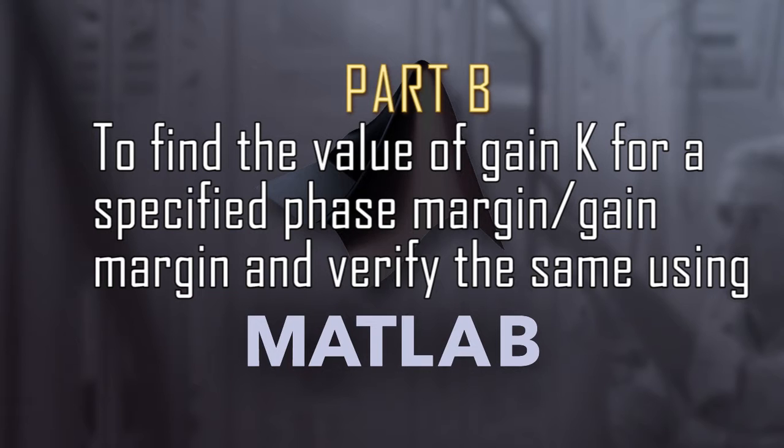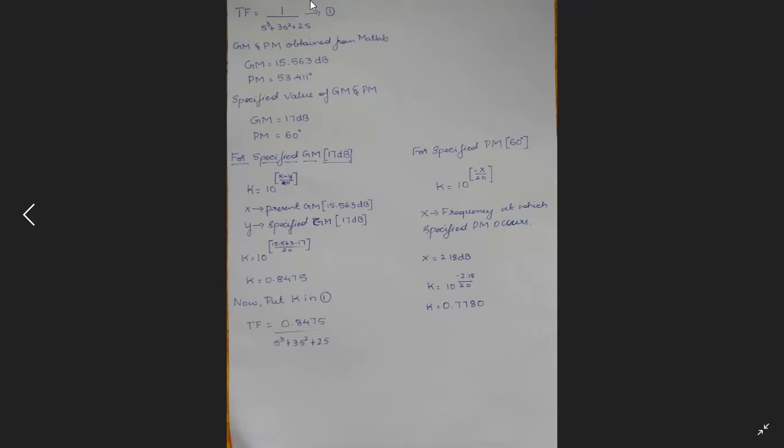Once part A is completed, in part B, we have to find the gain K for a specified phase margin and gain margin and verify the same using MATLAB. You can observe here my transfer function is 1 by s cube plus 3s square plus 2s. From this transfer function, I have obtained gain margin as 15.56 dB and phase margin as 53.41 degree. Specified values of gain margin and phase margin have to be given. Here, in my case, I have taken the specified gain margin as 17 dB and specified phase margin as 60 degree.